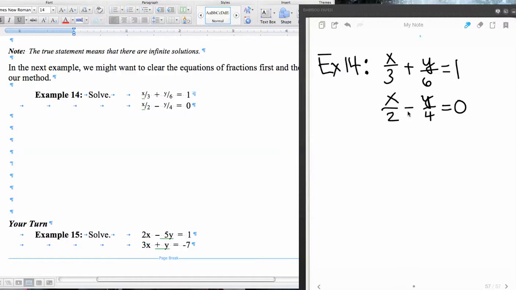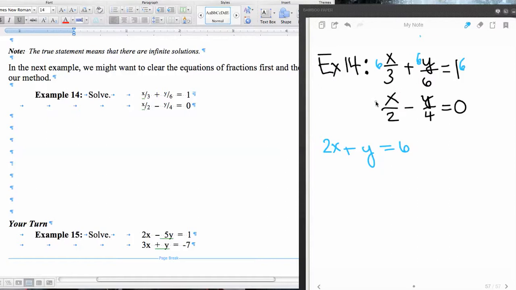All right, so example number 14. Oh my, fractions. Well, fractions are where the substitution method does break down, but don't forget you can clear. So let's clear these two equations independently of one another. I'm going to clear this one by multiplying through by the LCD, 6, and don't forget every single term by 6. So 6 divided by 3 is 2, 2 times x, plus 6 divided by 6, which is 1 times y, 1y, and 1 times 6.